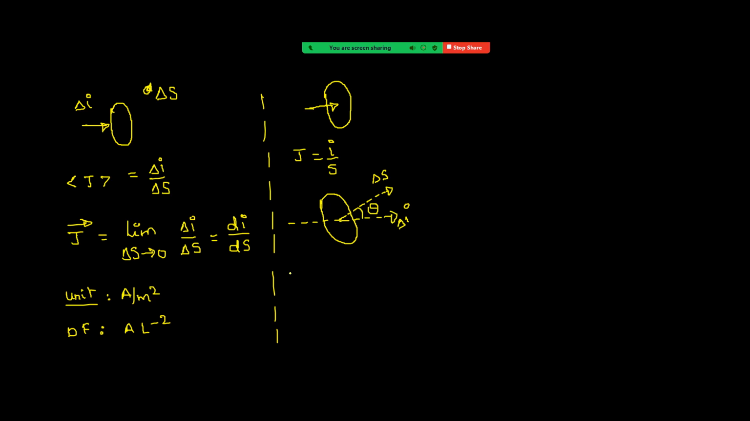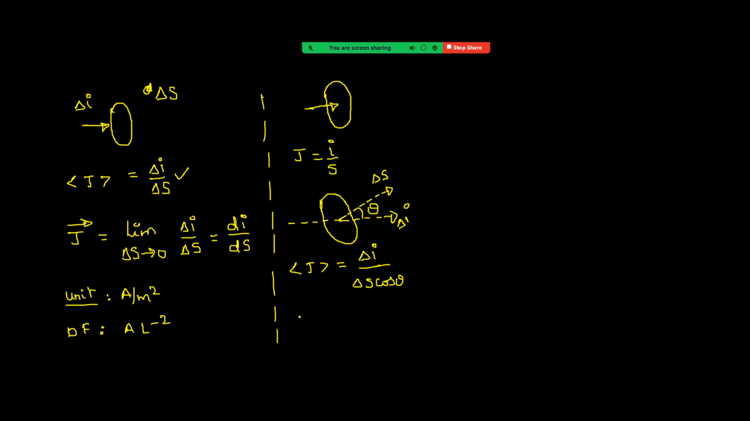Then we can write that average current density is delta I by delta S cos theta. That means we are taking the component of area vector. What is dS cos theta? Component of area vector along the direction of current. Then this is the average current density. In this, if you take theta value 0, then we get the same thing here, delta I by delta S. So this is now the general one, right?